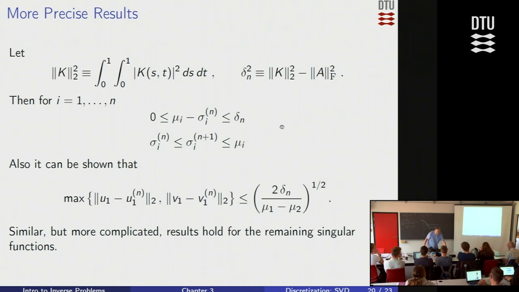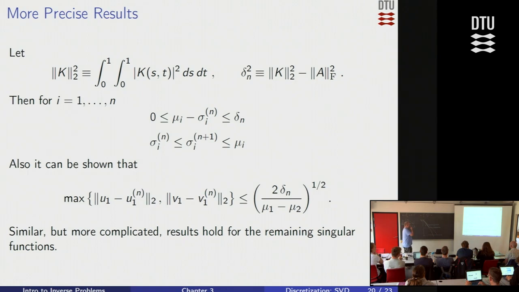And then we have these results here for the singular values. The first equation tells us that the difference between the singular values of the kernel and the ones from the matrix is always bounded above by delta n. So that's an upper bound for the error in the computed singular values. So that's one thing we see.